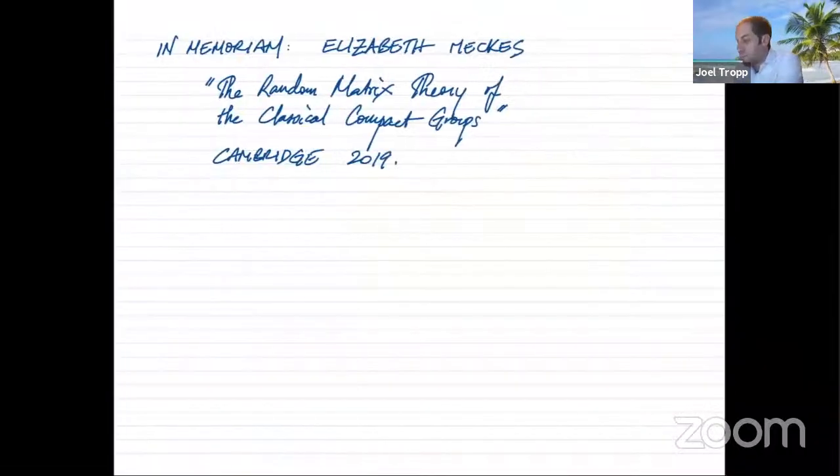Before we get started, I would like to say a word in memory of Elizabeth Meckes. She was a wonderful probabilist that we unexpectedly lost recently. She has a beautiful book called The Random Matrix Theory of the Classical Compact Groups, which was published by Cambridge University Press last year. And I encourage you to have a look at this. She is also well known for her research on multivariate central limit theorems and other work on Haar distributed random matrices, among many other things. I think that she would have enjoyed this talk, and it's really a tremendous loss to our community.